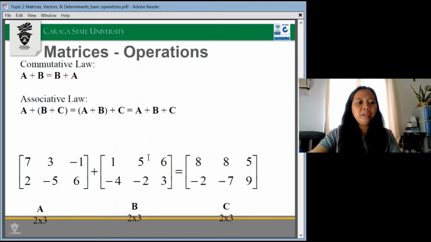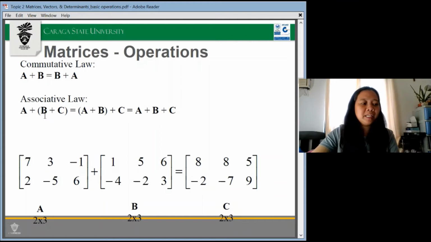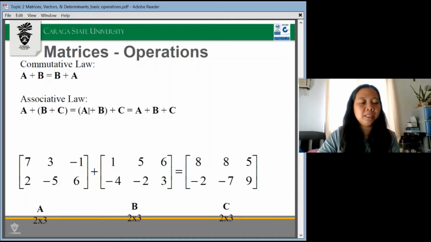So there is a commutative law about matrix operations. Matrix A plus matrix B is equal to matrix B plus matrix A. And also the associative law, which I think you are all familiar with. Matrix A plus (matrix B plus matrix C) is equal to (matrix A plus matrix B) plus matrix C, which is equal to matrix A plus matrix B plus matrix C.